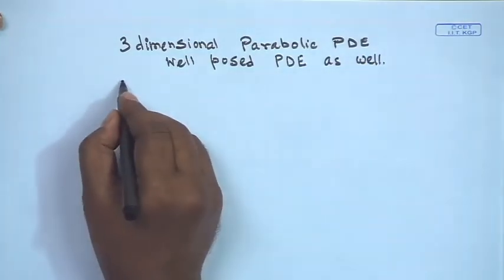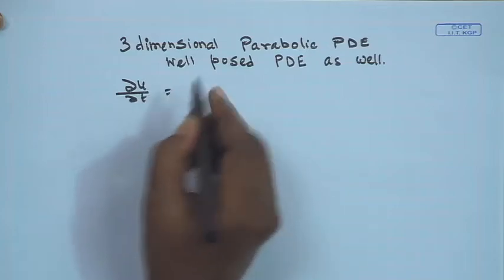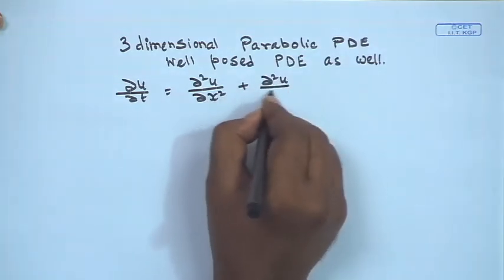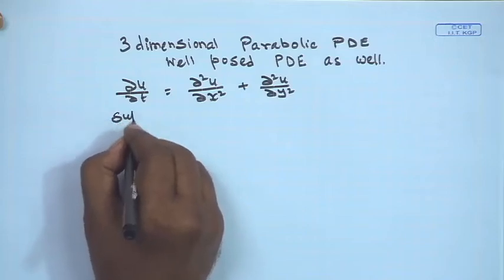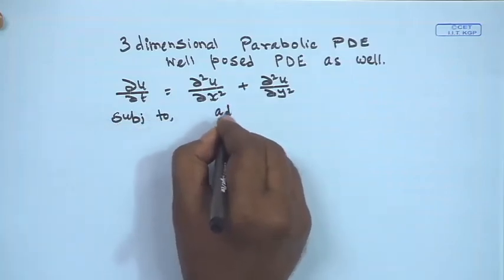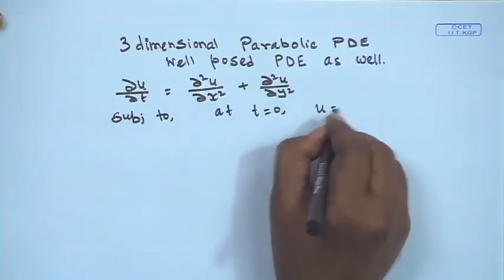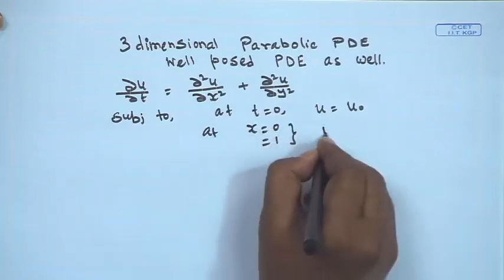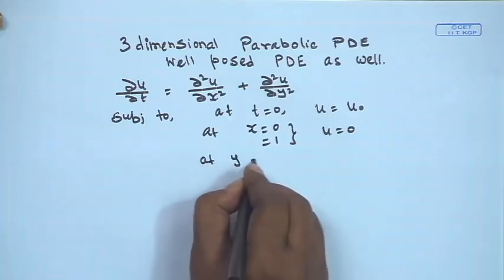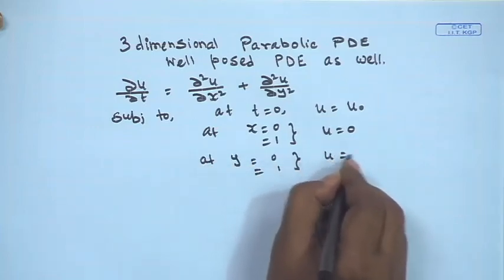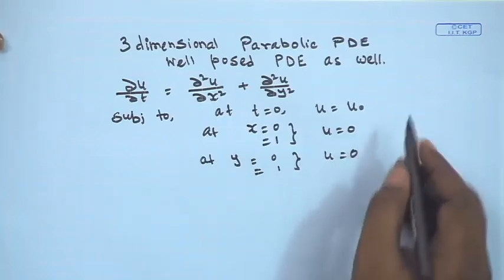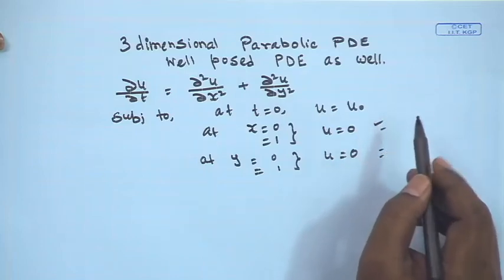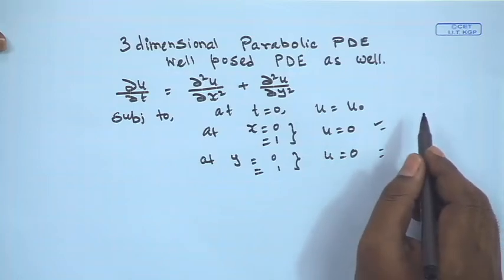Okay. So, the governing equation will be del u del t is equal to del square u del x square plus del square u del y square, subject to: at t is equal to 0, we have u is equal to u naught; at x is equal to 0 and 1, u is equal to 0; at y is equal to 0 and 1, u is equal to 0. So, we have all the four boundary conditions to be homogeneous and one initial condition to be non-homogeneous, and then we will be looking for a separation of variable type of solution.